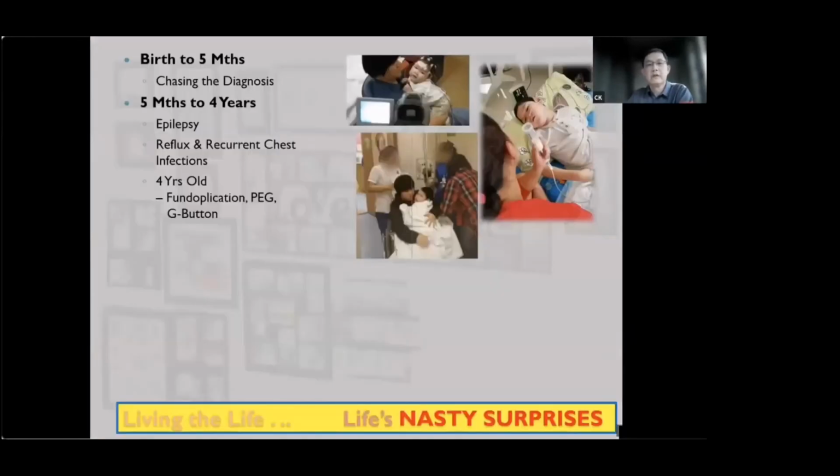Living the life. Ryan's medical condition was quite a roller coaster. After the first 5 months chasing the diagnosis, we spent the next 3.5 to 4 years treating various conditions associated with the disorder, like epilepsy, reflux, aspiration, recurrent chest infections. Things actually reached a head when he was about 3.5, when he had bronchitis for 3 consecutive months, repeated episodes that resulted in a drastic fall in his oxygen saturations. That's when we decided that we had to stop feeding orally, do a gastrostomy and fundoplication, and start feeding through a G tube.